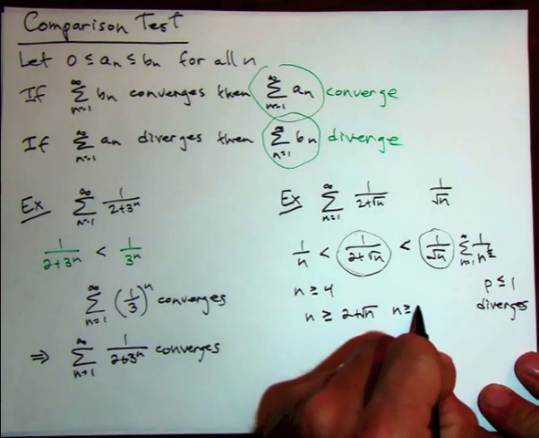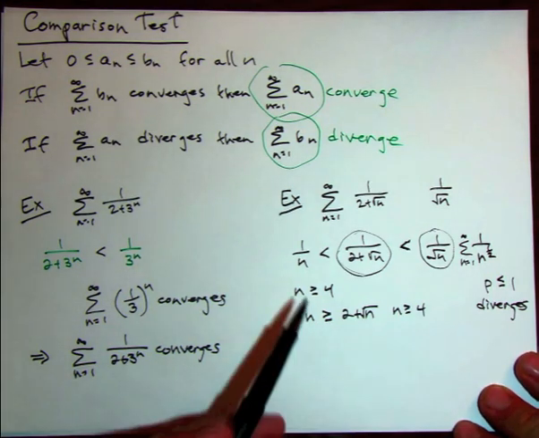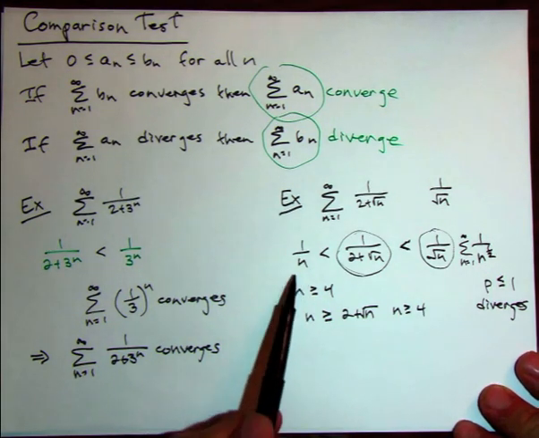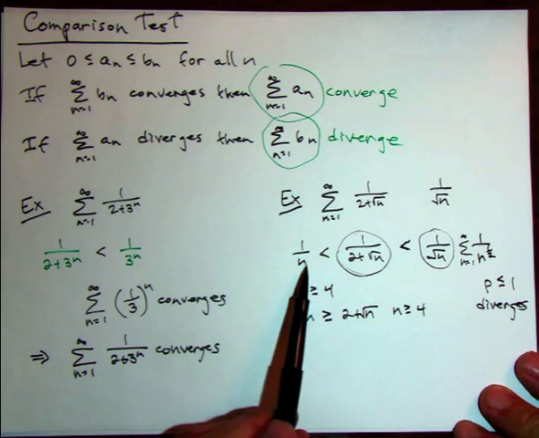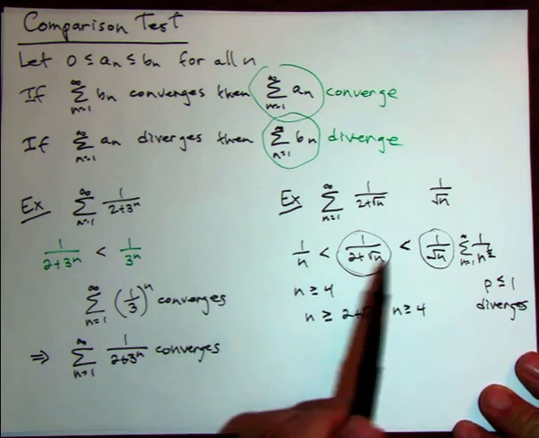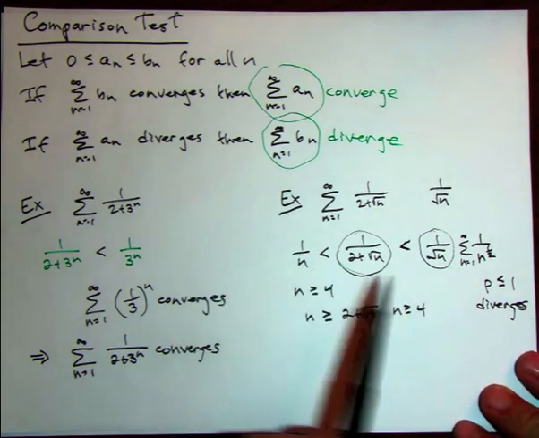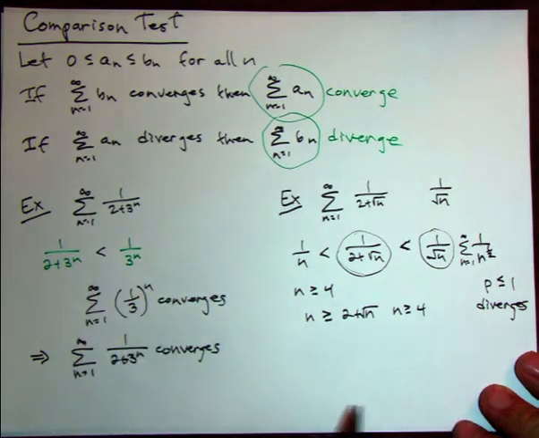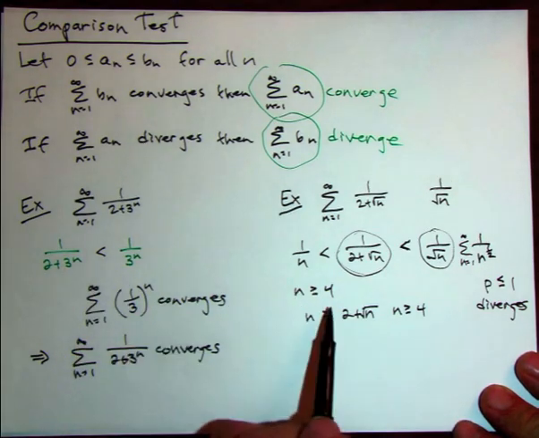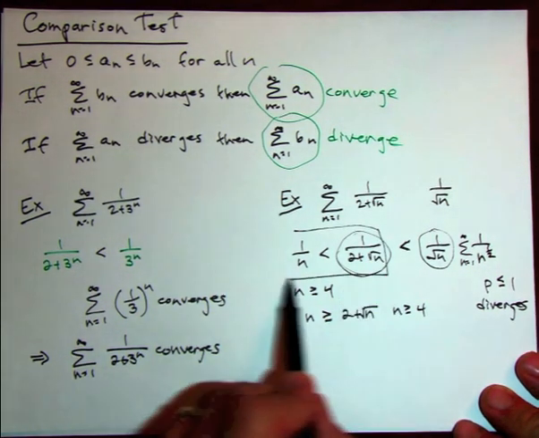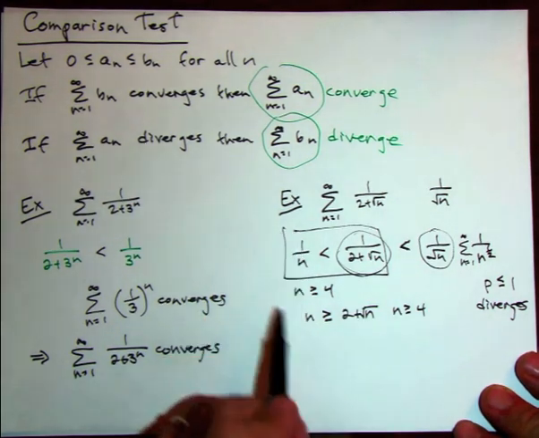The other thing you can verify is that for n equal 1, 2, and 3, it's actually not smaller. But eventually it's smaller forever. So those first 3 terms aren't going to make a difference, as long as we find a point after which this is always true. I guess before we go any further, why would we compare with this?